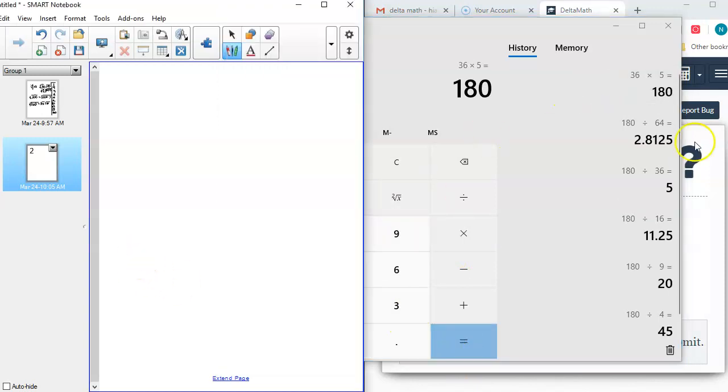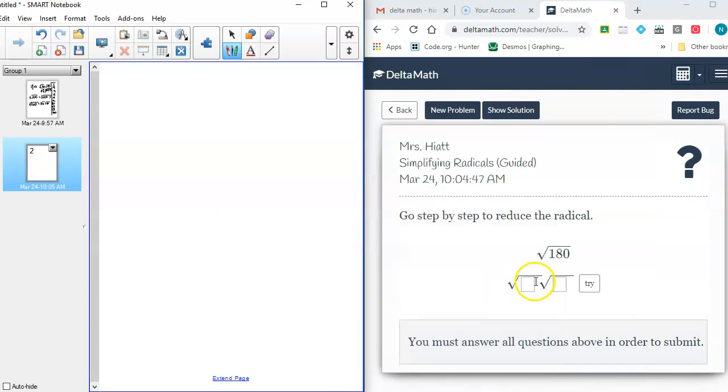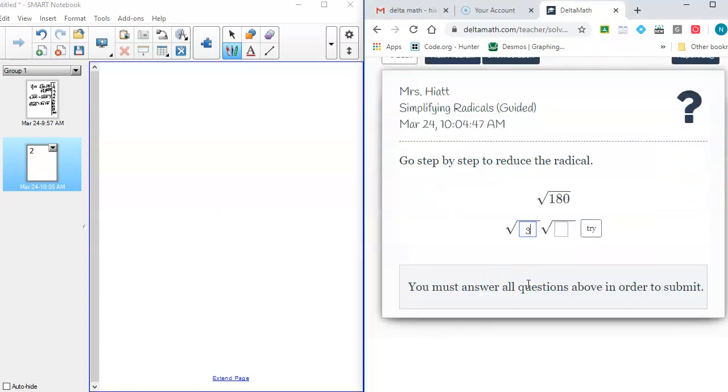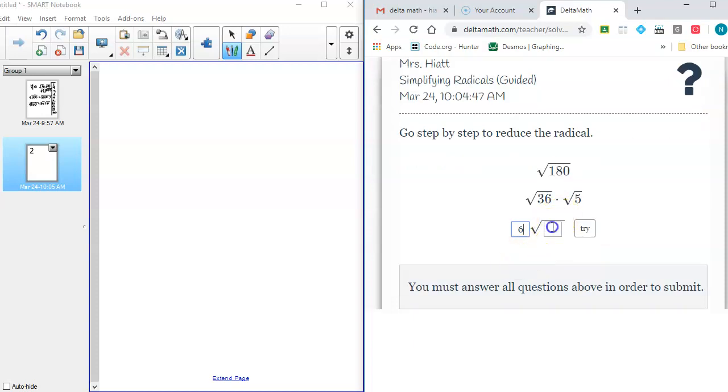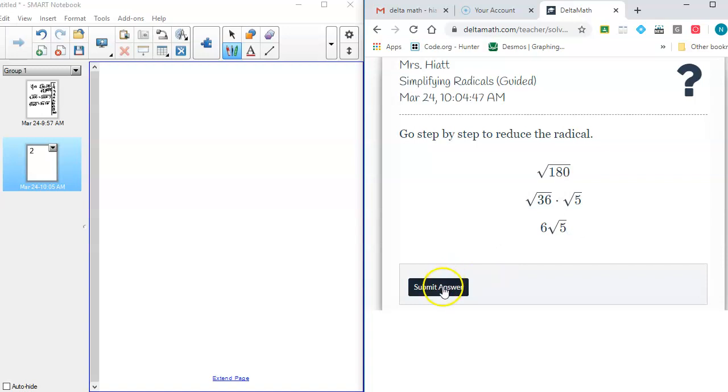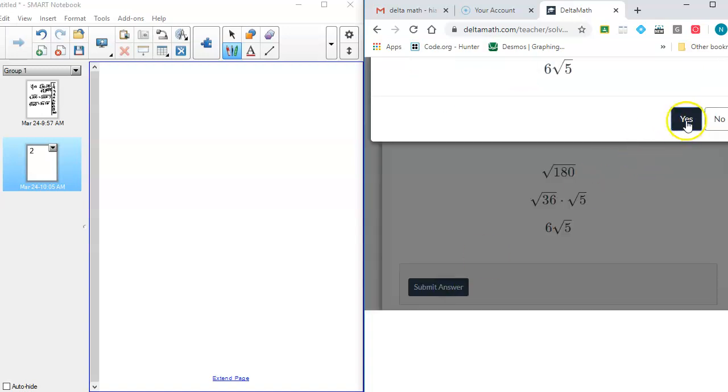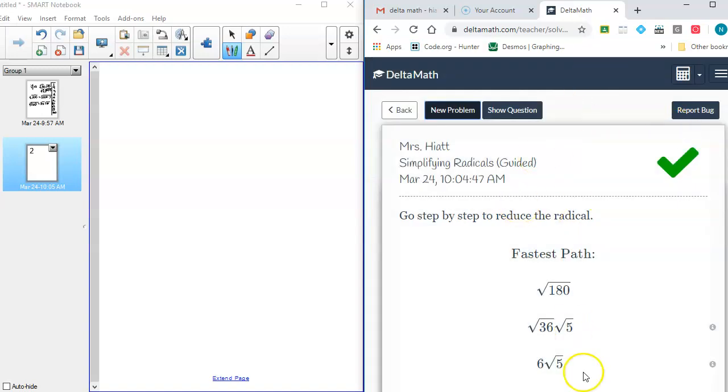So what we'll do over here, let's reduce that. So we'll do 36 times 5. And then we know how to take the square root of 36. It is 6, so it goes on the outside here, and 5 goes on the inside. And so we click submit answer, yes, and that is correct. So hopefully this will help you a little bit.